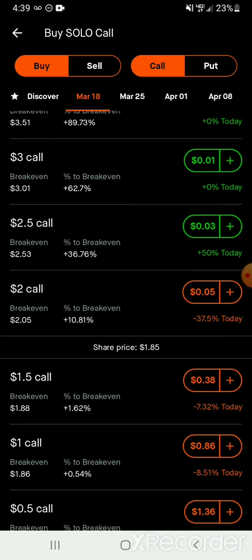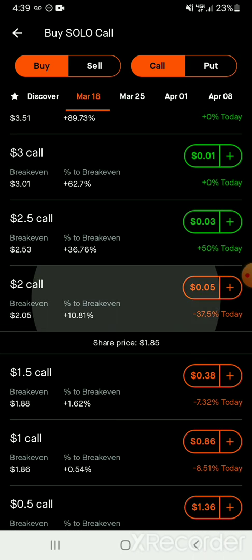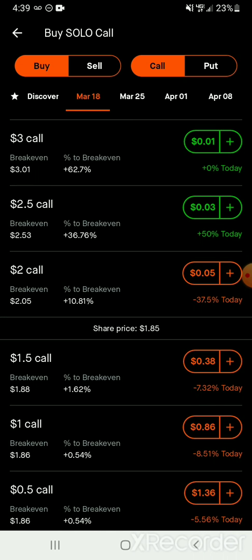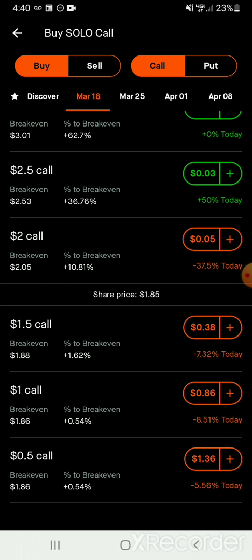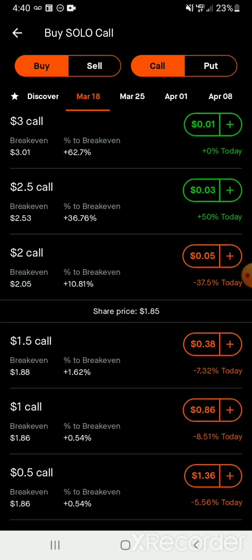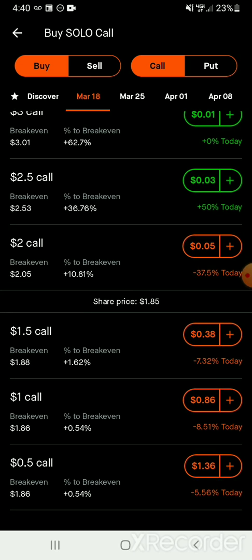For example, with the $2 call here, $2 is a strike price, and this is a call option. And the break even is useful. It's 205. That means if you were to buy this option here, you would need the share price of Solo to rise above 205 if you wanted to start profiting from it. And then this 0.05 value over here, that's the premium. That's how much you'd have to pay.